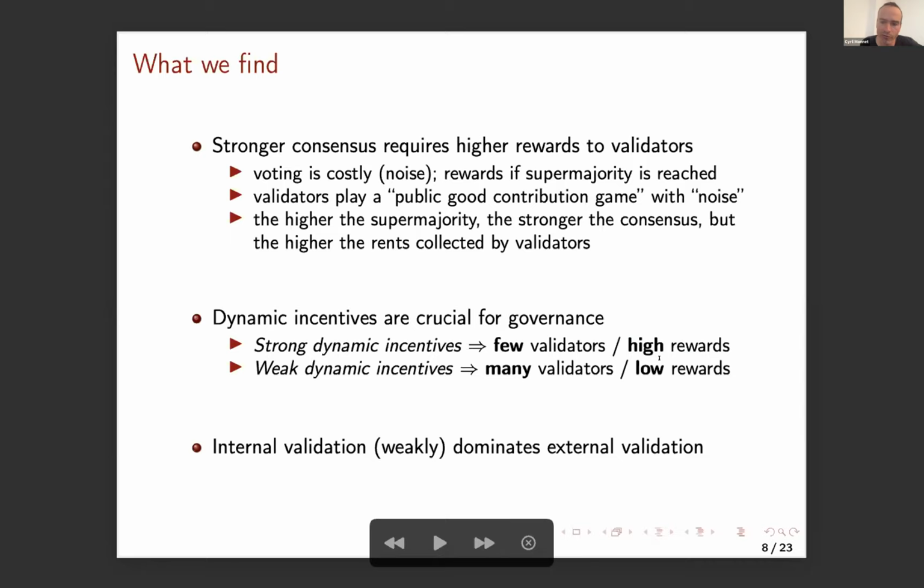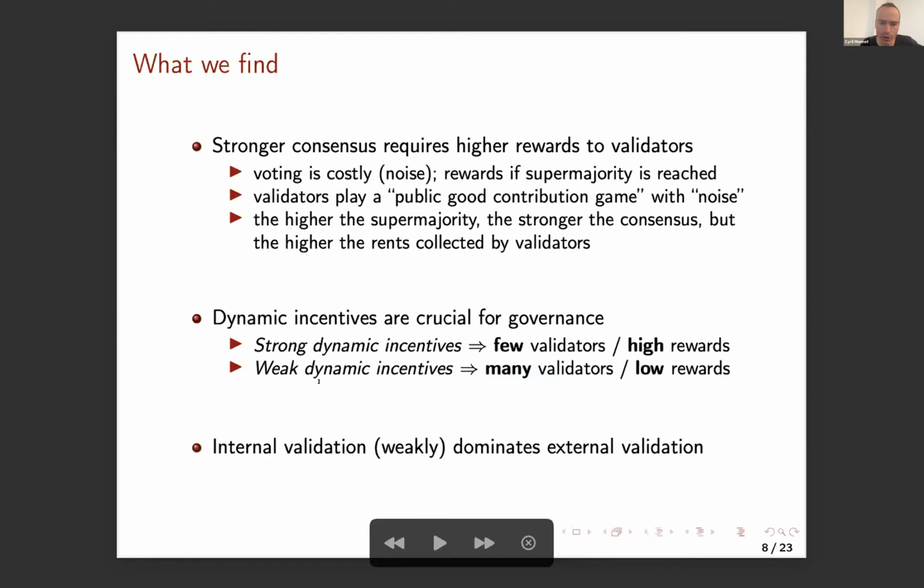Because usually what happens is that when you have strong dynamic incentives, you don't have to pay a lot of rewards, okay? Because the future value of rewards is going to be very high because dynamic incentives are strong. People are very patient, so they value future rewards highly, and so you can reduce the payment that you make each period. Here, it's not going to be the case. So with weak dynamic incentives, many validators are going to be optimal, and these guys should have low rewards. Okay.